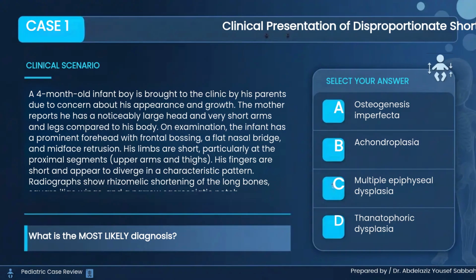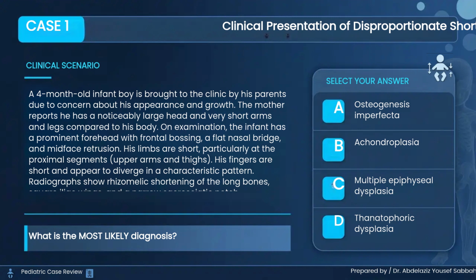A 4-month-old infant boy is brought to the clinic by his parents due to concern about his appearance and growth. The mother reports he has a noticeably large head and very short arms and legs compared to his body. On examination, the infant has a prominent forehead with frontal bossing, a flat nasal bridge, and mid-face retrusion. His limbs are short, particularly at the proximal segments, meaning the upper arms and thighs. His fingers are short and appear to diverge in a characteristic pattern. Radiographs show rhizomelic shortening of the long bones, square iliac wings, and a narrow sacroiliac notch.